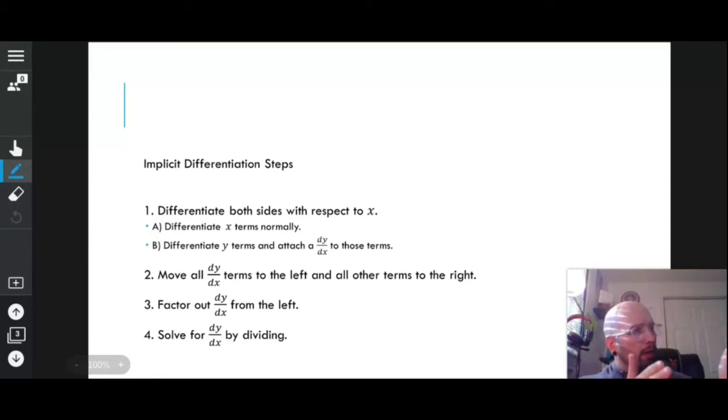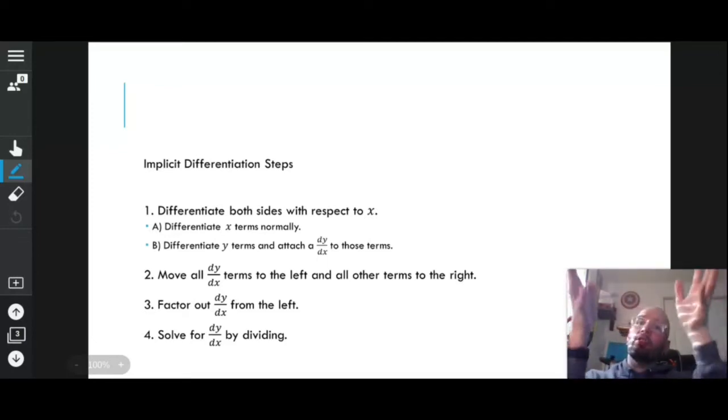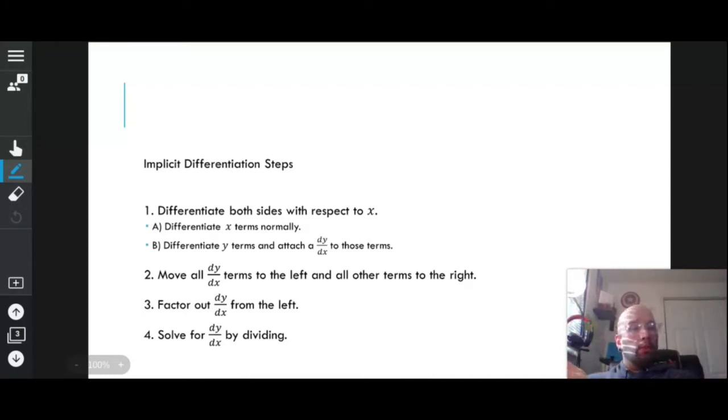So now, and this is step 3, that you have nothing but dy dx's on the left, factor out a dy dx. So what you should be looking at now is dy dx, parentheses, stuff, equals stuff. Step 4 is you take that parentheses and you divide it from both sides. So if you have dy dx times parentheses and you remove the parentheses, then all you have on the left is a dy dx. Which means you've just found your derivative. So chances are your answer is probably going to be some crazy looking fraction, and that's okay. Most of the time, not always.